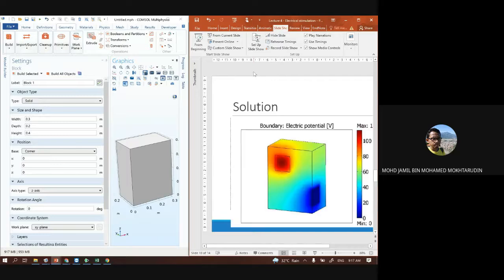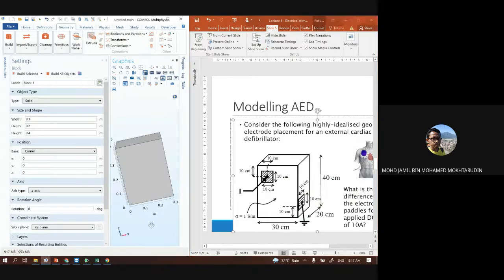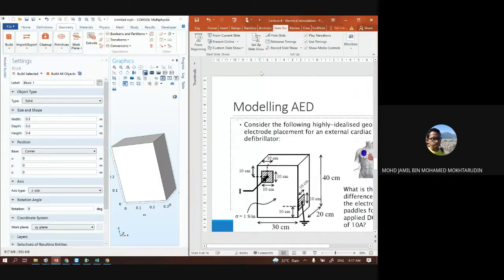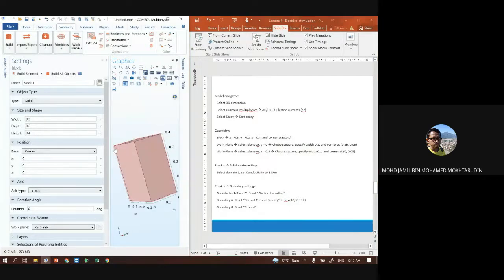Okay, now we want to draw these electrodes. We have two electrodes in the cuboid. We want to draw one here and another one down here. To draw that, we can just draw a square on the surface. To draw a square on the surface, we can choose this plane here, the forward surface, and then just draw a square on that surface.